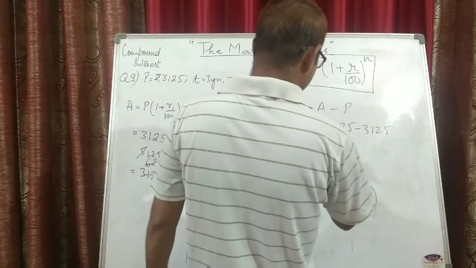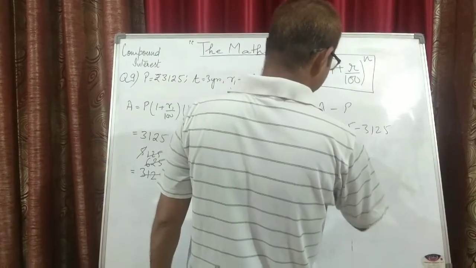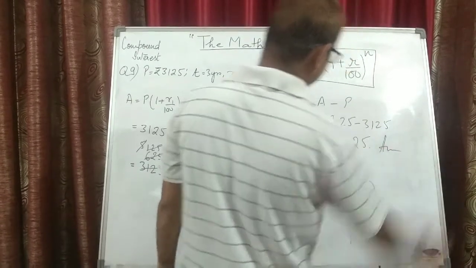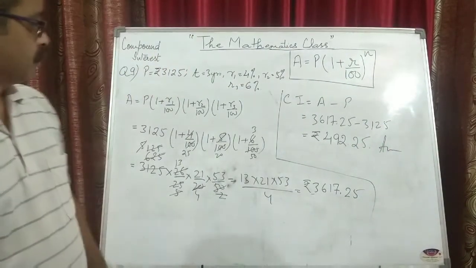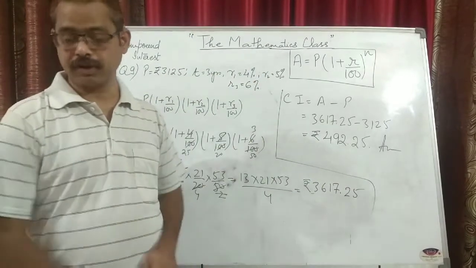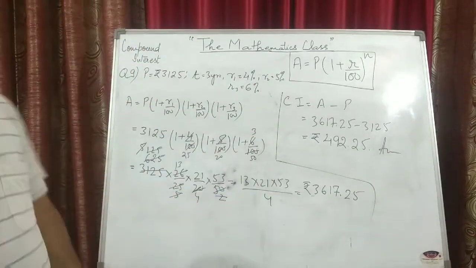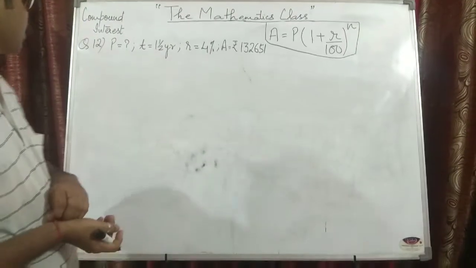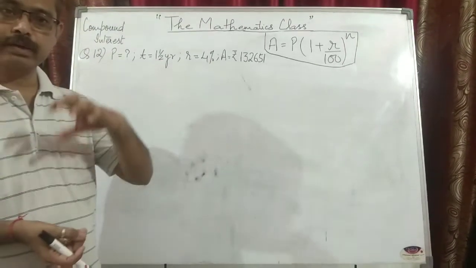492.25 rupees. This calculation part you have to do on your own. I am not going to calculate it now because it wastes a lot of time. Anyway, this question finishes. Now we'll take question number 12. Now question number 12 is a little bit different.